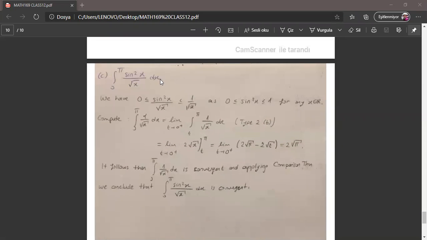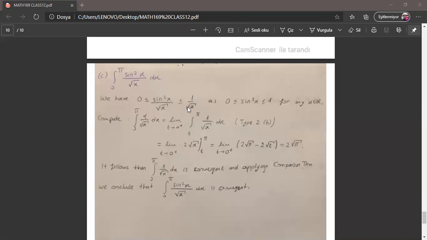Now this is the last question. Here we have this integral. We know sine squared is always less than 1. Here we have the inequality, which is always true for any x in the real numbers. So this is less than 1 over the square root of x.